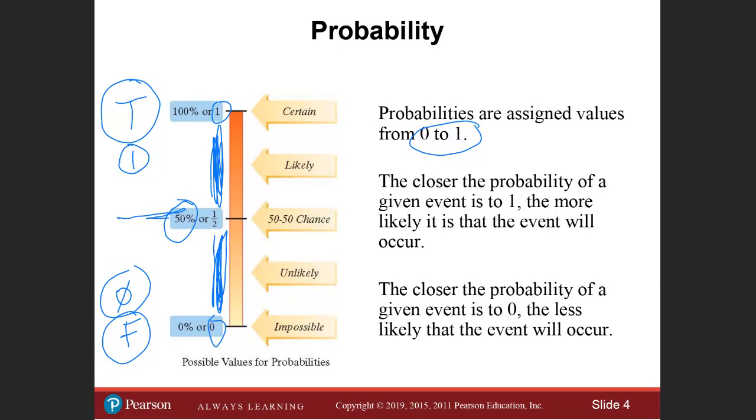You can also change your 100% into a decimal value. That's the equivalent to 1 here. 50%, 0.5, that's actually equivalent to 1/2 in fractional form. So probability can be represented in decimal form and in fractional form.